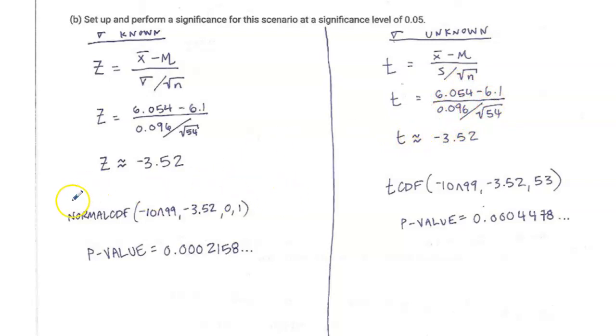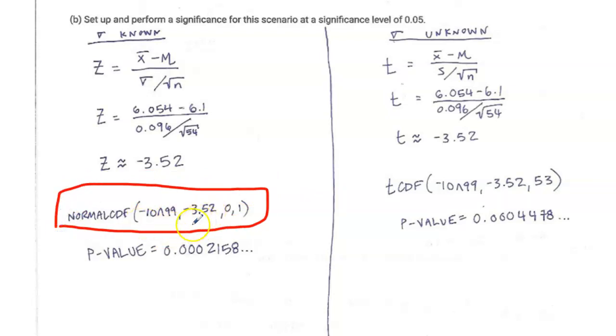The difference comes in when we do the normal CDF step. This is the last step to try to find our P value. The normal CDF step does require us to put in negative 10 to the 99th, that's a lower bound. The upper bound is going to be negative 3.52, and this is the mean and standard deviation of a normal curve, a Z curve. That gives us a p-value of an extremely low number.